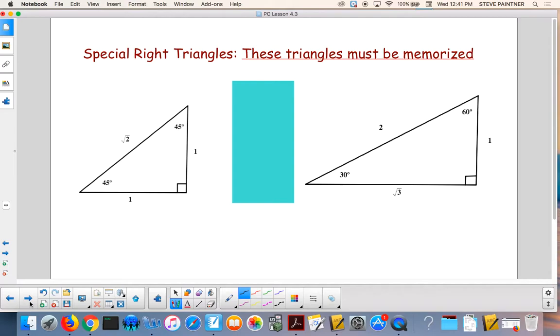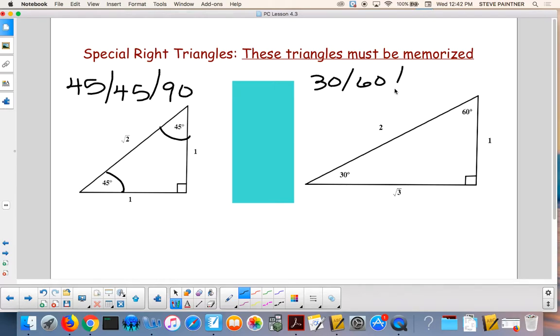All right. Here are some special triangles you worked with a ton last year. Do you remember this one? This is called the what triangle? 45, 45, 90. Okay. This is called the what? 30, 60, 90. Okay.